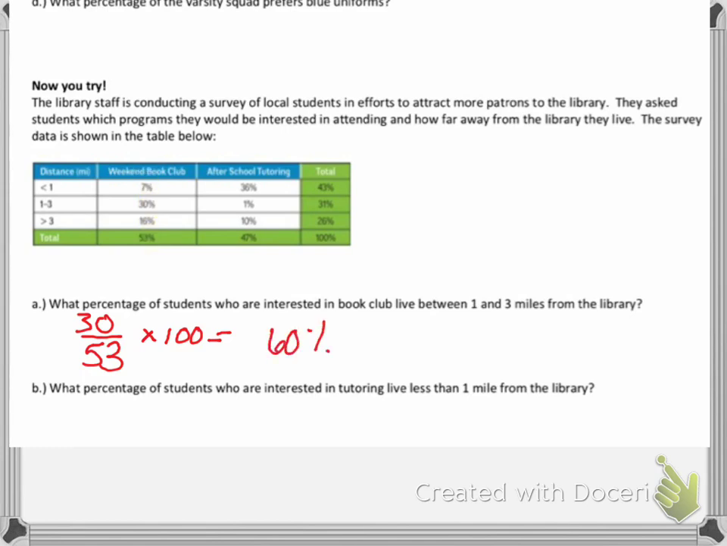And then the last question says, what percentage of students who are interested in tutoring? So that total is 47%. How many of them live less than a mile away? That looks to be 36. And I'll divide that, multiply it by 100, and you get approximately 76.6%.